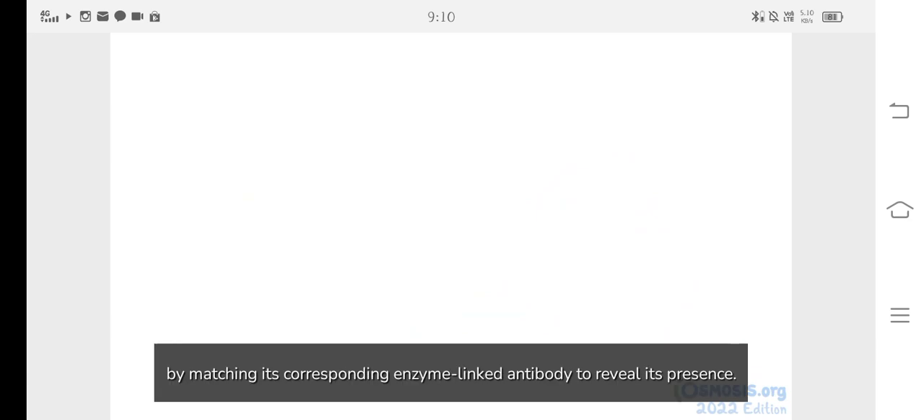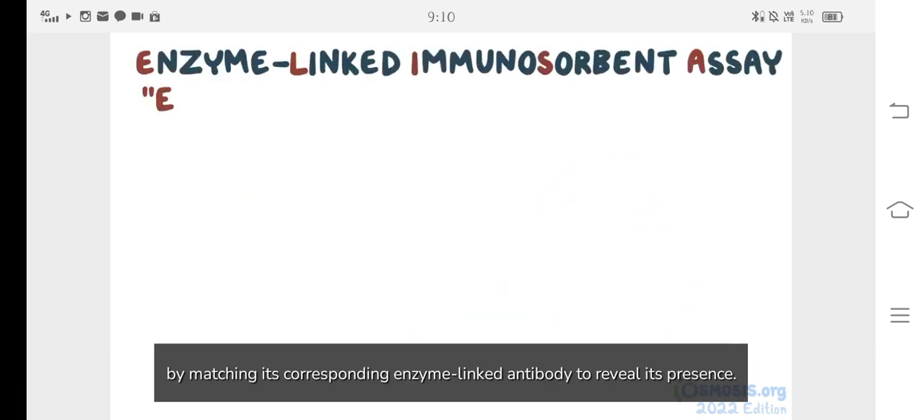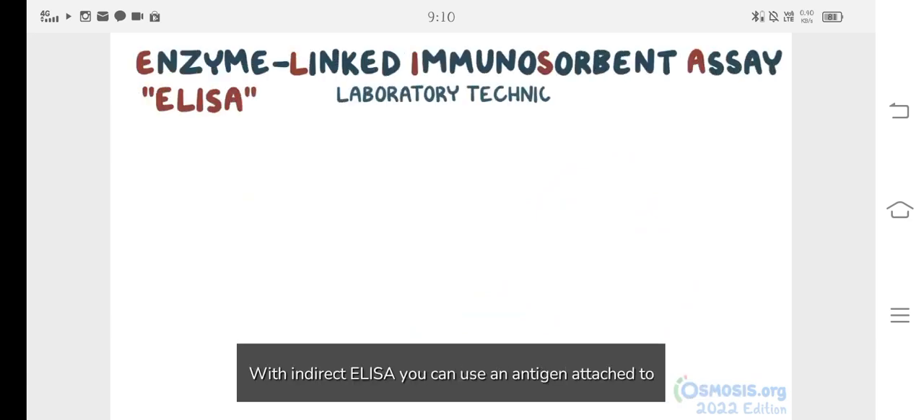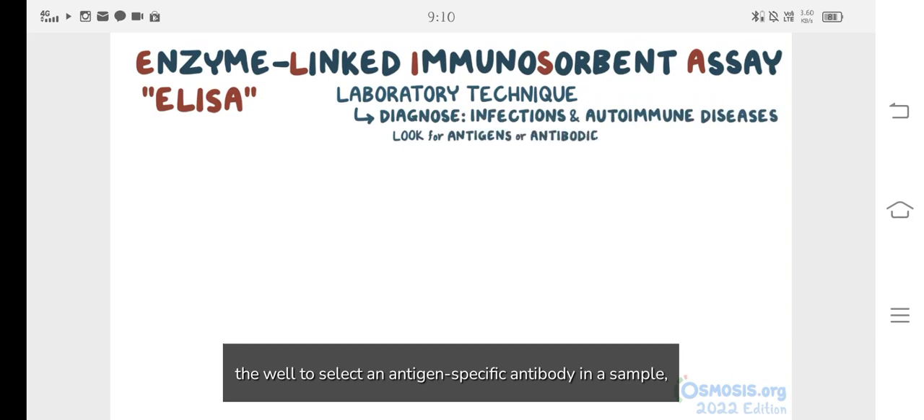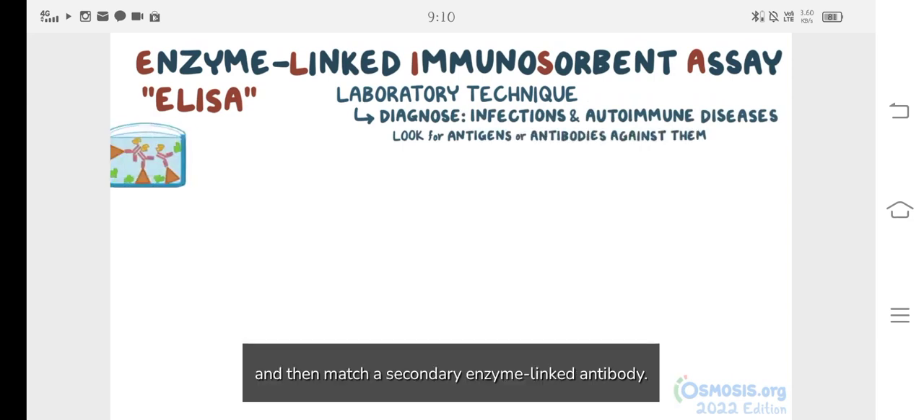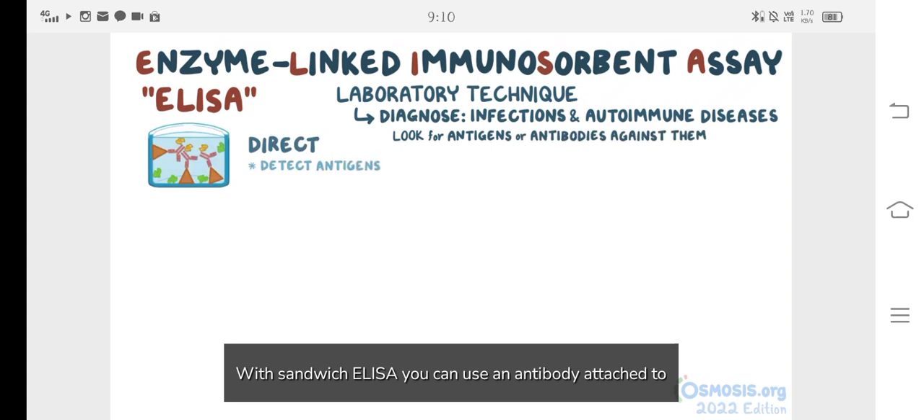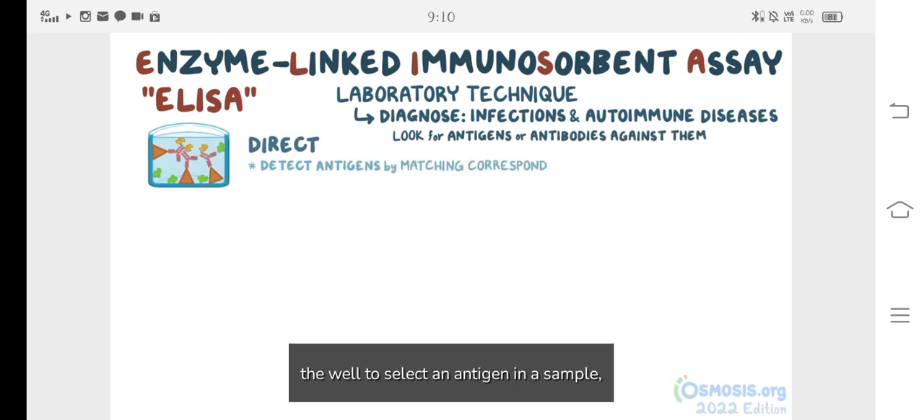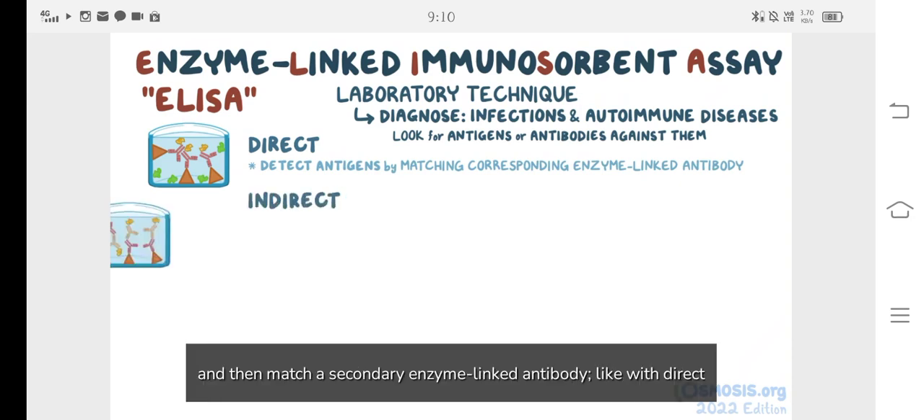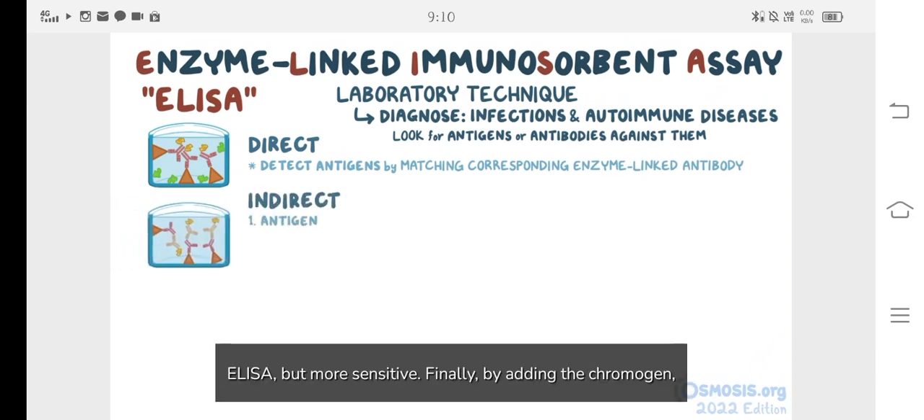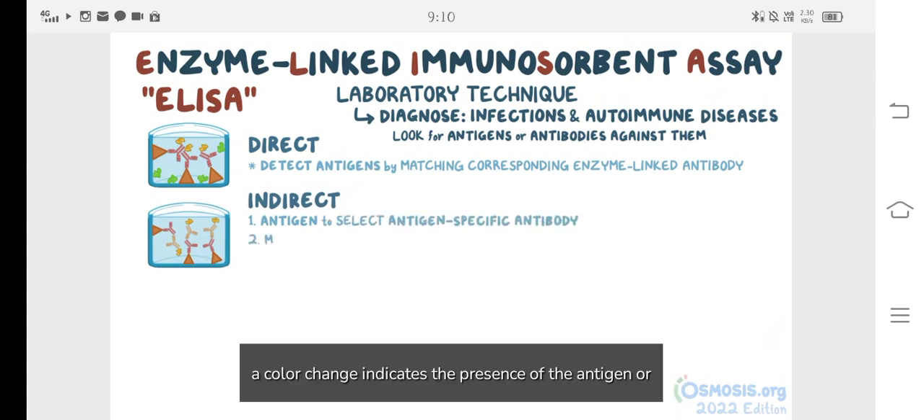All right, as a quick recap, enzyme-linked immunosorbent assay, or ELISA for short, is a laboratory technique used to diagnose infections and autoimmune diseases. To do this, you can look for either the antigens or the antibodies against them. With direct ELISA, you can detect antigens in a sample by matching its corresponding enzyme-linked antibody to reveal its presence. With indirect ELISA, you can use an antigen attached to the well to select an antigen-specific antibody in a sample, and then match a secondary enzyme-linked antibody.